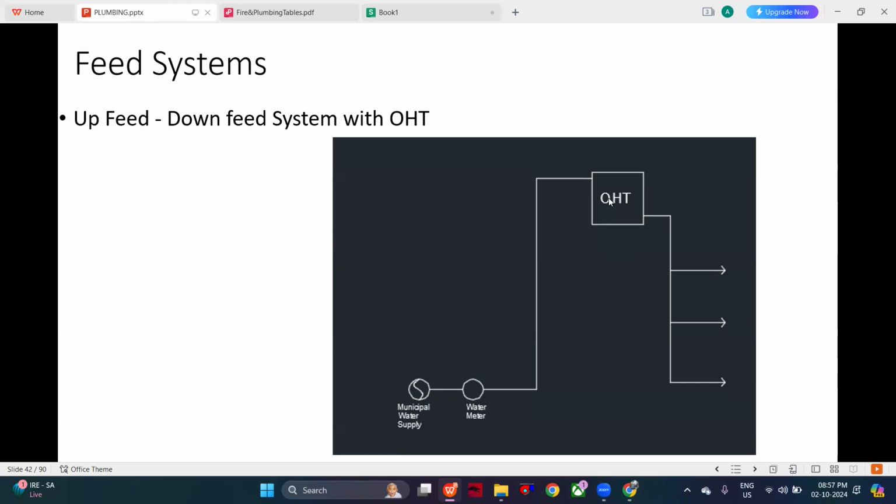The overhead tank we put on our terrace. That one is called the overhead tank. From that tank, the water will go to our fixtures. So this is the basic idea.